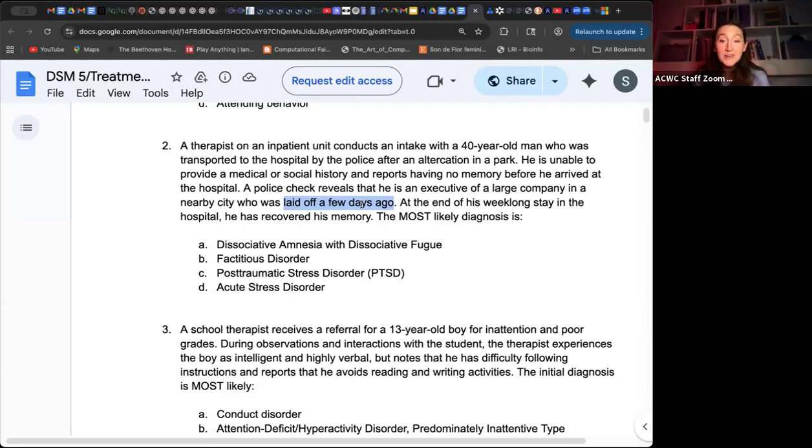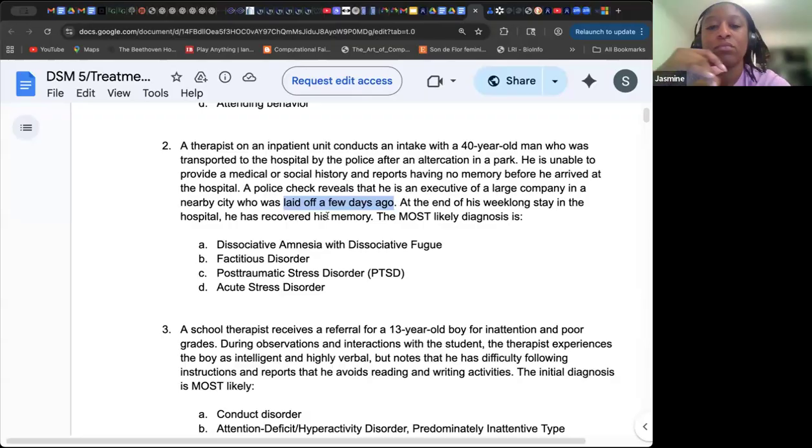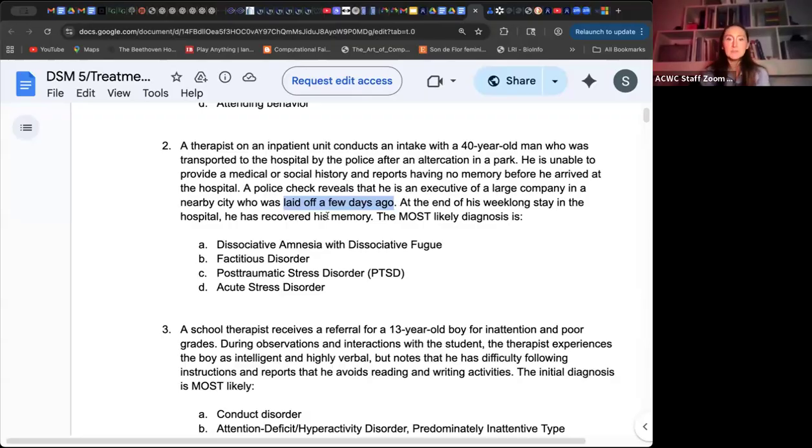The other hint, by the way, if you get a question like this, is that at the end of his long fugue state, he recovered his memory. So sometimes if somebody's been suffering with dissociative amnesia where they forget, and then dissociative fugue, where they don't even remember who they are, their memories can come back. Sometimes it will come back and they'll remember their history and who they are.